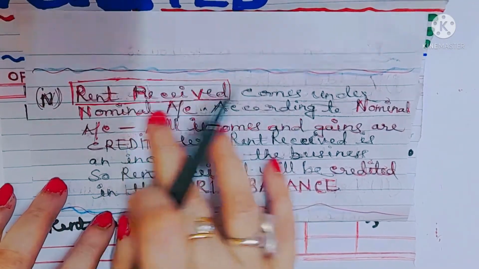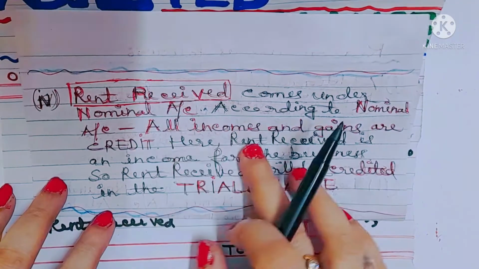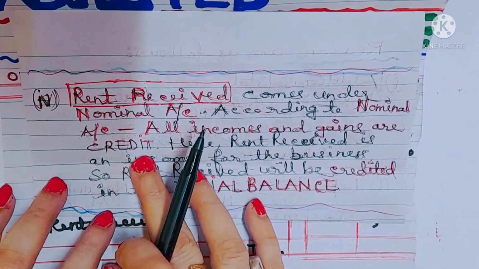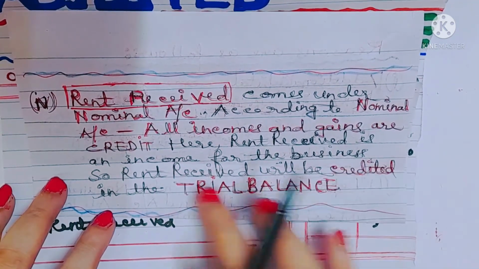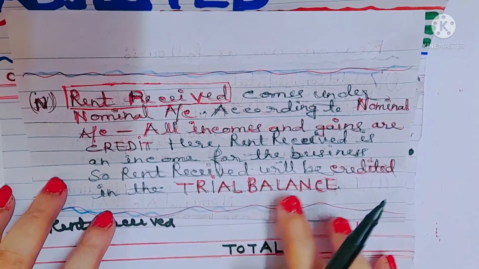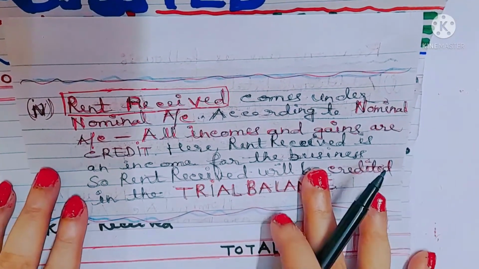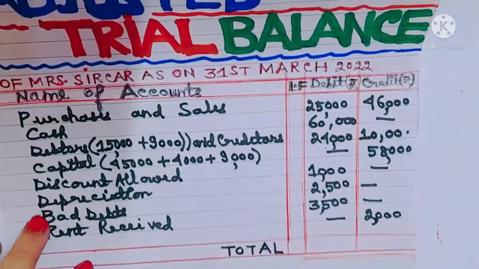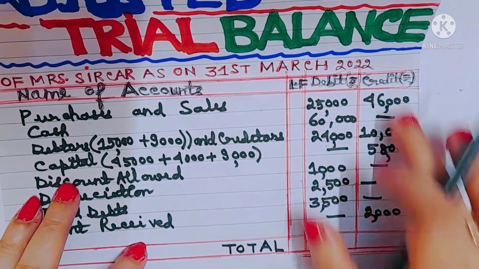Rent received comes under nominal account. According to nominal account, all incomes and gains are credit. Here, rent received is an income for the business. So, rent received will be credited in the trial balance. Okay. This is the short note you have to add below the trial balance. Okay. Now, let's calculate the total of debit column and the credit column as well.